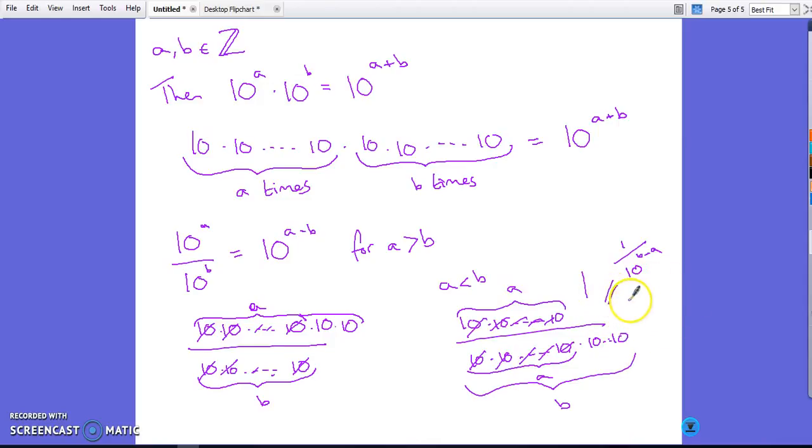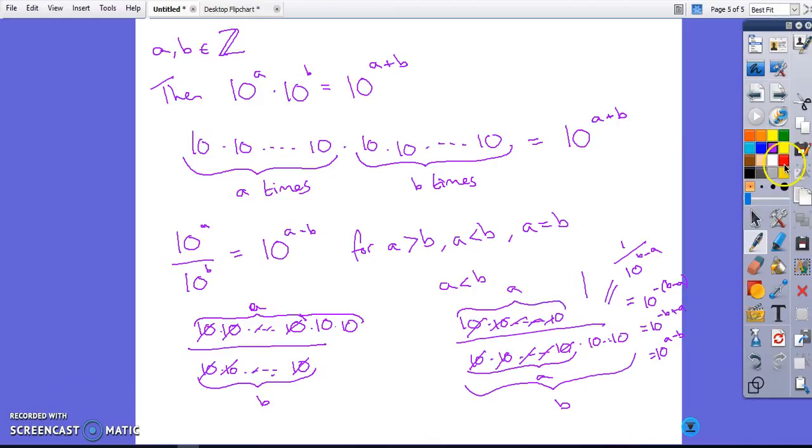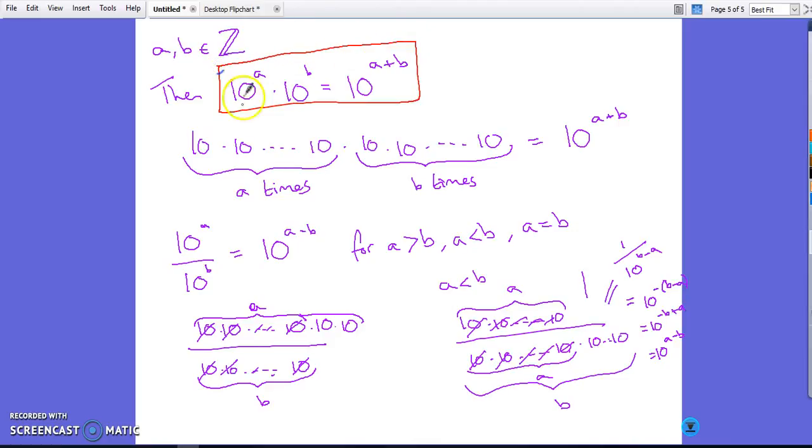This is equal to 10 to the minus B minus A, which is the same as 10 to the power of minus B plus A, which is the same as 10 to the power of A minus B. So for A is bigger than B, and for A is less than B, and also for A is equal to B. You can do that one for yourself. So far we have two statements. We have this one here, and this one here, both for all A and B.